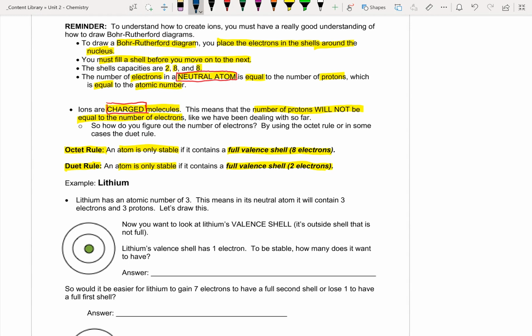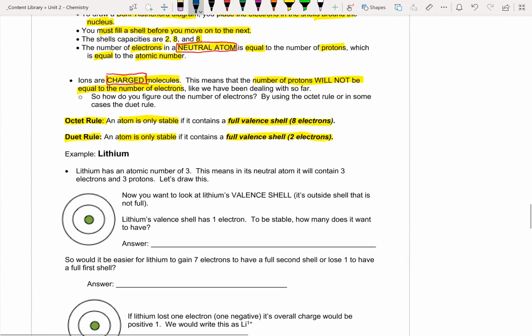So let's look at lithium. Lithium has an atomic number of 3. This means in its neutral atom, it will contain 3 electrons and 3 protons. So if I draw this, it's going to look something like this in terms of its Bohr-Rutherford diagram. So we have our positive core, and then we have 3 electrons orbiting around it. We have 2 electrons in that first shell, and then our third electron we're going to place in the next shell.